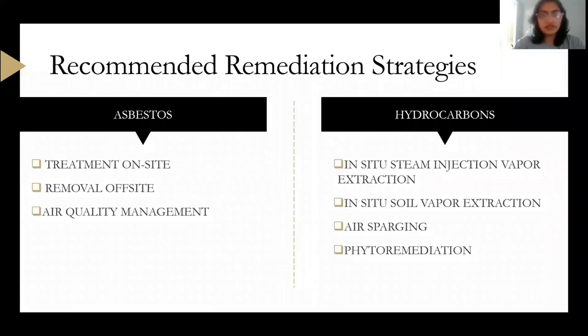So these are the recommended site remediation strategies for asbestos, which include treatment on site, removal off site, and air quality management. And for hydrocarbons, it is in situ steam injection, vapor extraction, in situ soil vapor extraction, air sparging, and phytoremediation.